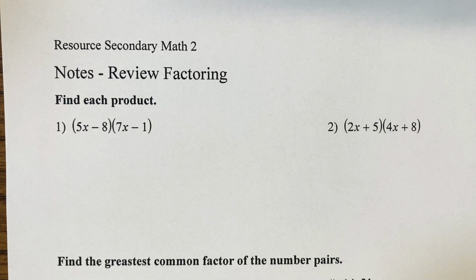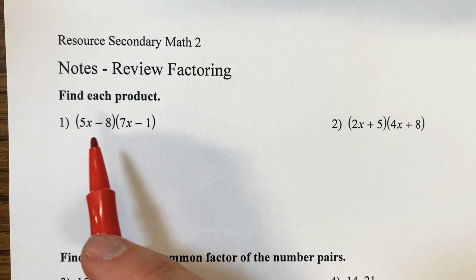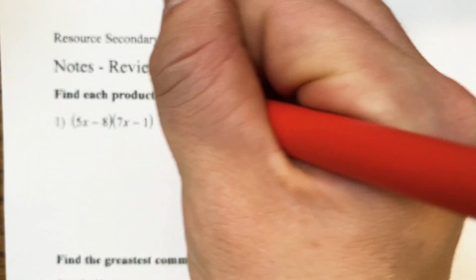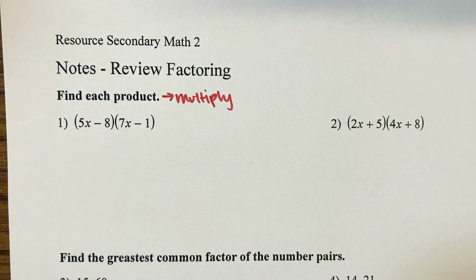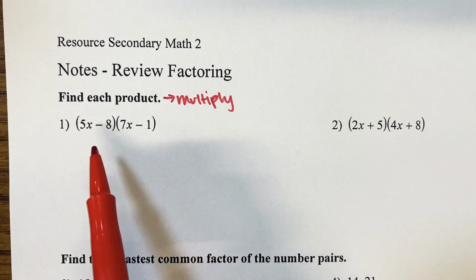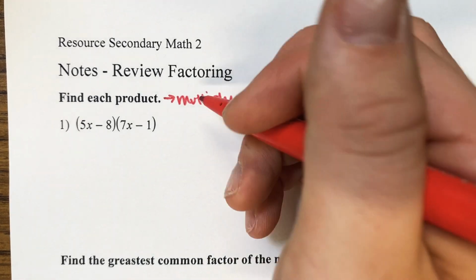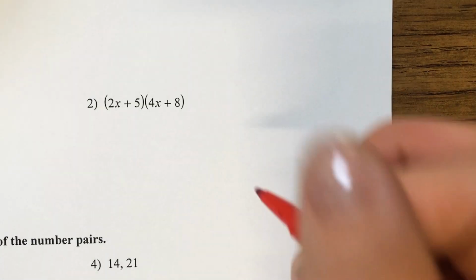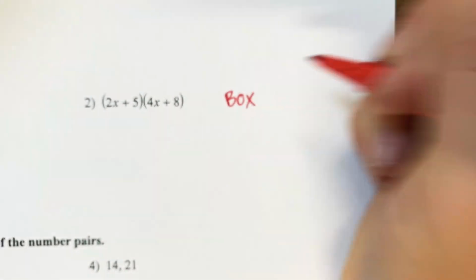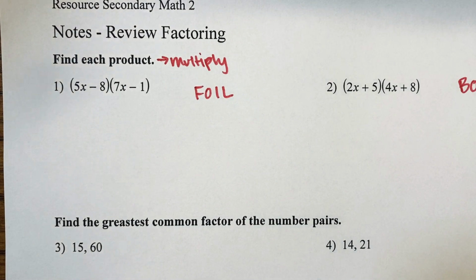For numbers 1 and 2, it's asking us to find the product. Whenever you see product, you think multiply. We are multiplying whenever it says find the product. When we're multiplying these, we learned 2 methods: we learned FOIL and we learned the box method. So we'll use each of those methods on one of these.